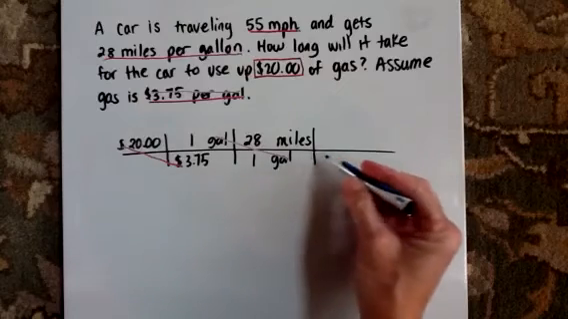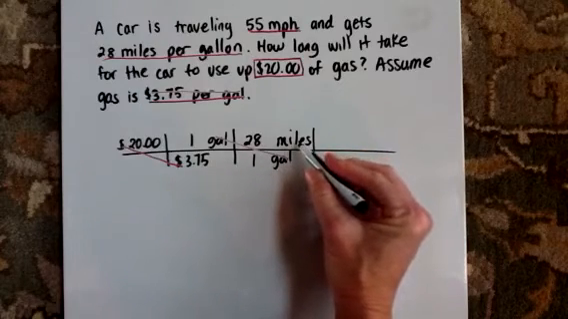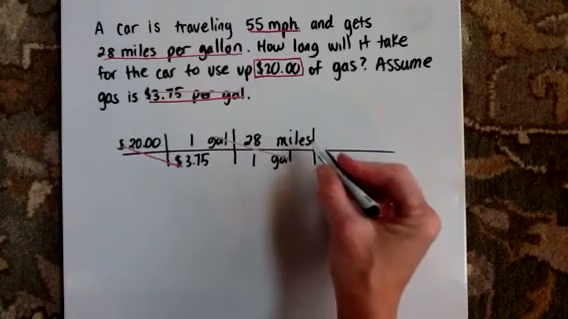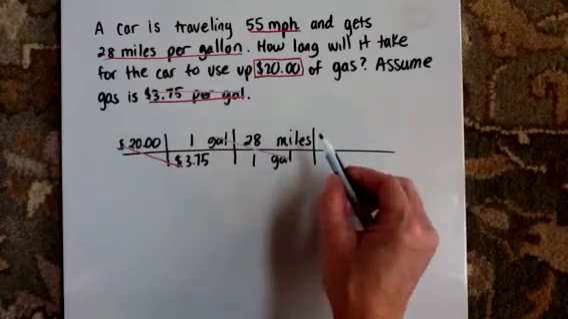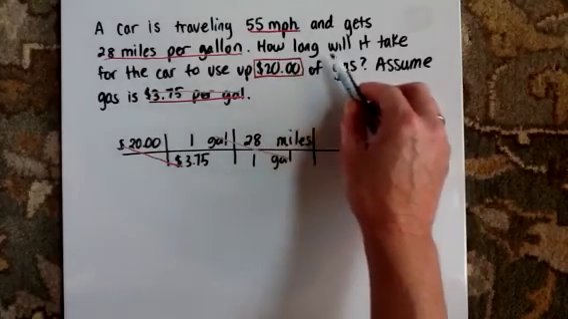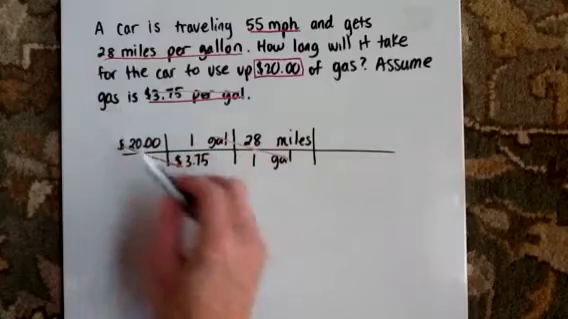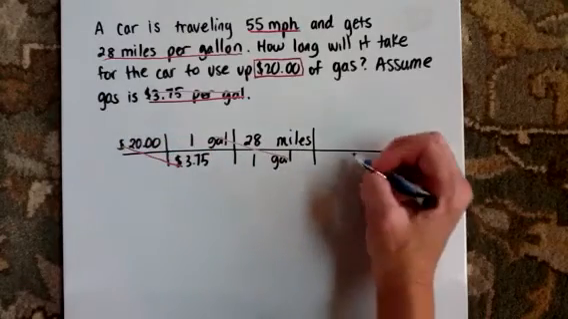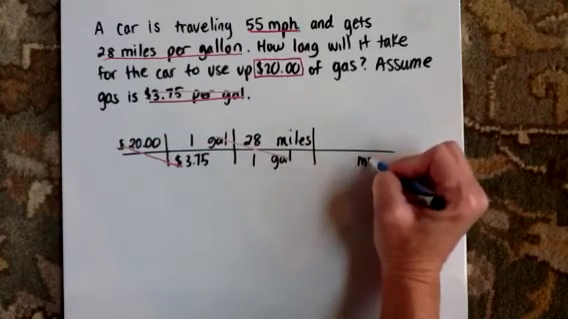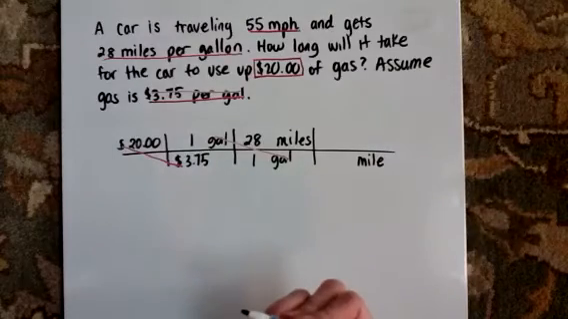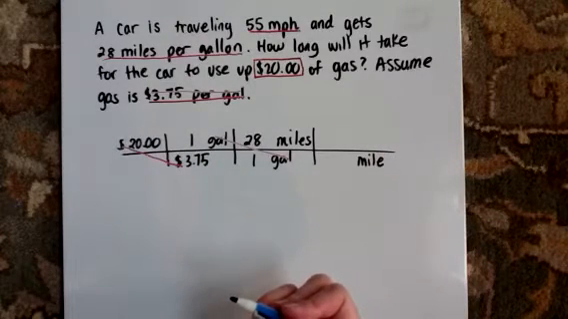I look at my units. I know that I don't want miles for my answer. And I haven't even looked at where I'm going yet. Let's look at where we're going. How long will it take? That implies time. So I'm going to keep on going. I want miles to cancel. I'm trying to get to time.